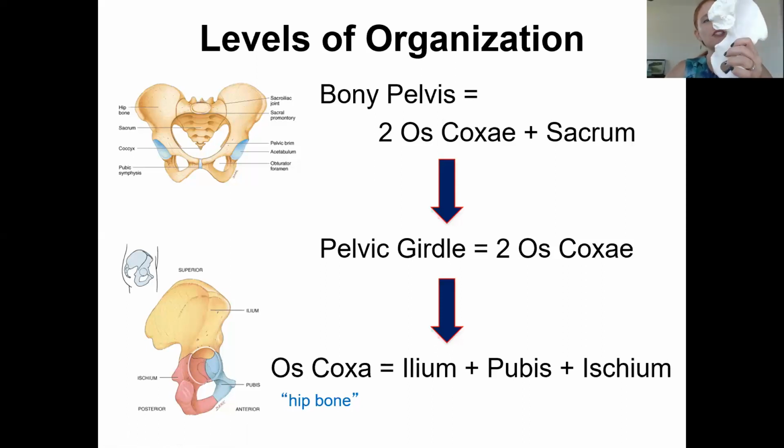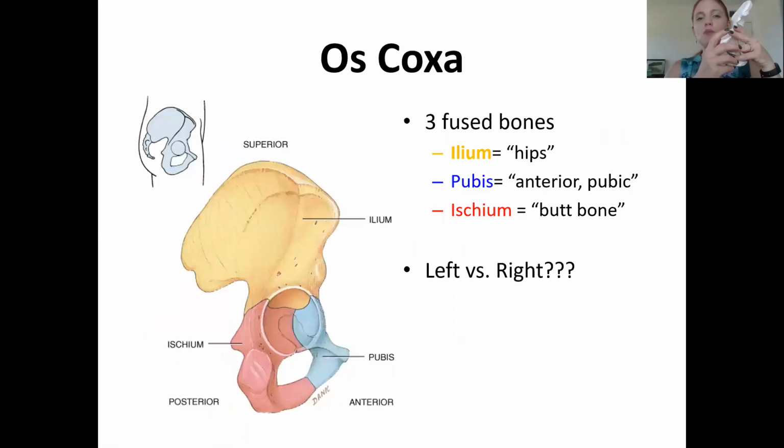Now the os coxae itself is actually three bones fused together. We have the ilium, the pubis, and the ischium. So up here, what you think of when you put your hands on your hips, what you're touching right there is this part right here. So this area here, this would be the ilium. So the top part with this kind of wing of bone here, that's the ilium here. And then in the front, in your pubic region, would be the pubis.